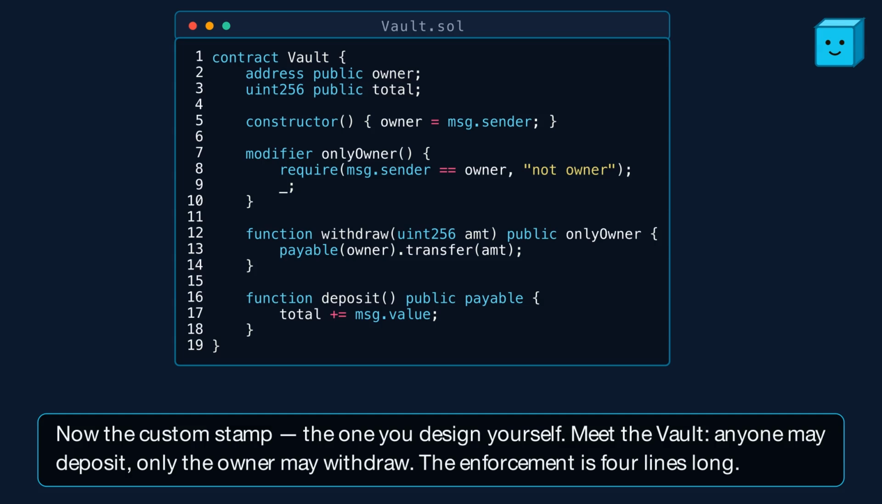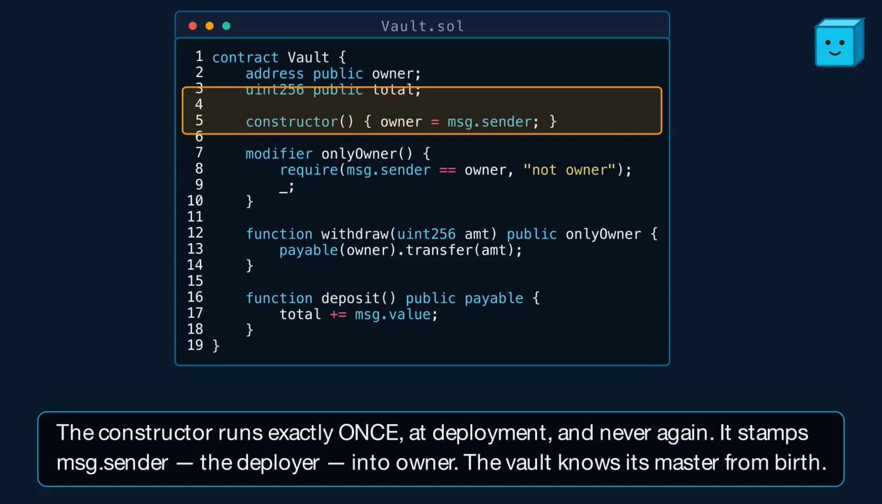Now the custom stamp, the one you design yourself. Meet the vault. Anyone may deposit. Only the owner may withdraw. The enforcement is 4 lines long. The constructor runs exactly once, at deployment, and never again. It stamps msg.sender, the deployer, into owner. The vault knows its master from birth.